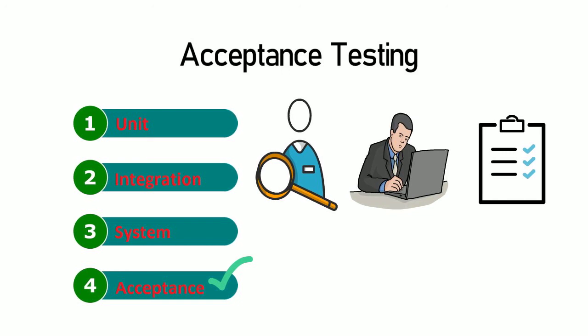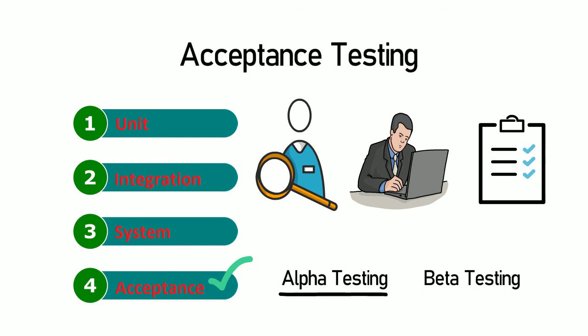There are two kinds of acceptance testing, alpha and beta testing. When acceptance testing is carried out by the end users at the developer side, it is known as alpha testing, and when the testing is carried out by end users at the end user side, then it is called beta testing.